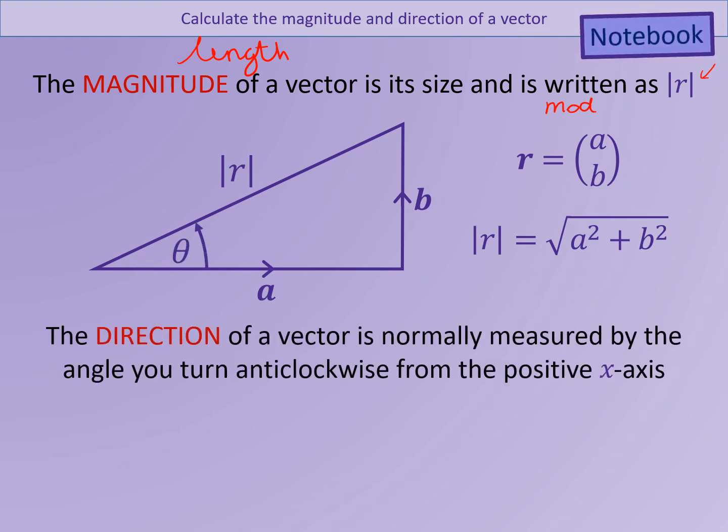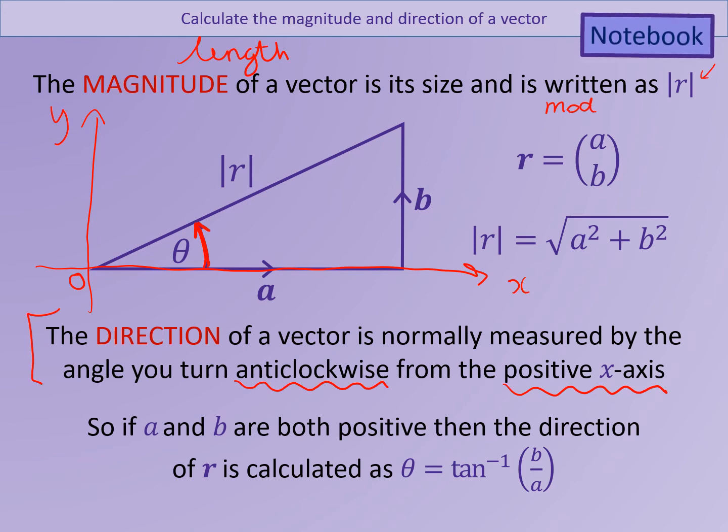Now the direction of a vector is measured from the positive x-axis. If you imagine that we have a set of axes going across and up here, so this is our x-axis and this is our y-axis. This is really important for vectors. When you're measuring the direction of a vector, it is normally measured anti-clockwise from the positive x-axis. So you can see the theta in this diagram. It's been turned anti-clockwise from the positive x-axis at the origin.